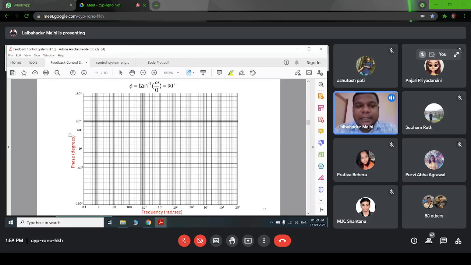And the angle is 90 degrees. Okay, so the angle is not that necessary. It is very easy to plot the angle. We have to focus on the plotting of this magnitude plot.